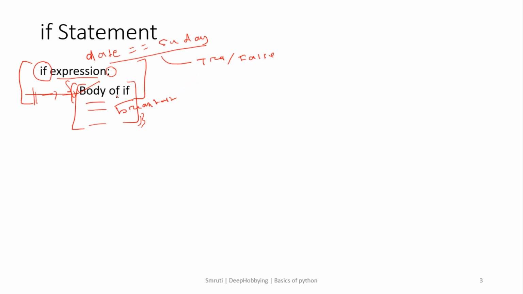If it is false, it will just ignore this part, all these multiple lines, and move to the next one, which starts from the same indentation as the if. It will be more clear when I give you the example. Just bear with me.